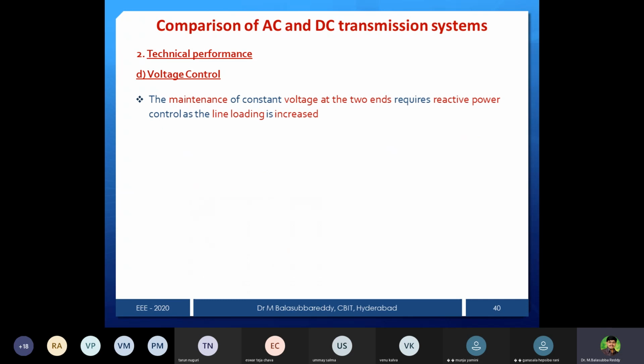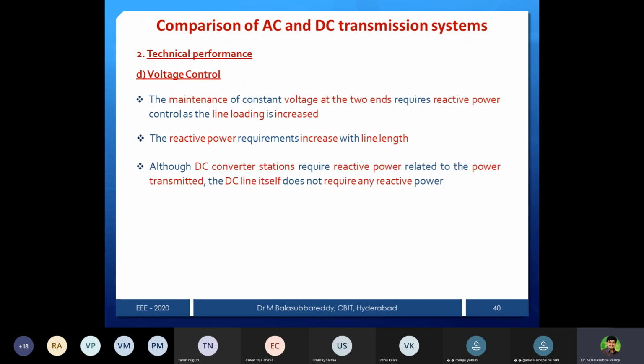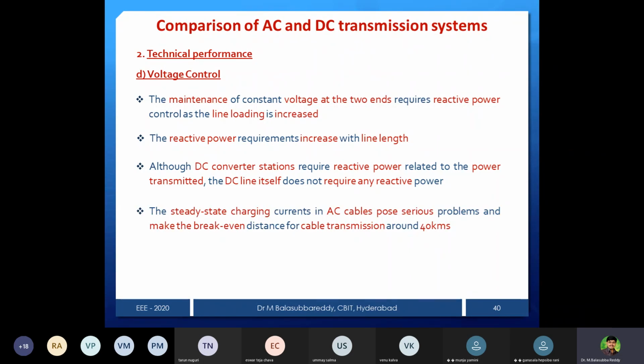And then the maintenance of constant voltage at the two ends requires reactive power, as line loading is increased, and reactive power requirement increases with line length. Although you can see a DC converter station requires reactive power related to the power transmitted, the DC line itself does not require any reactive power. On the DC side we don't require it, but on the AC side it is required.